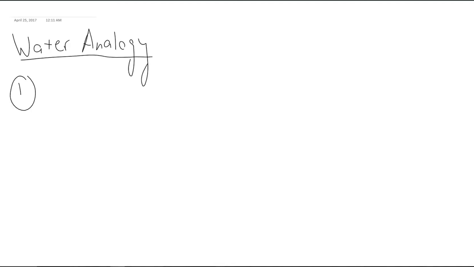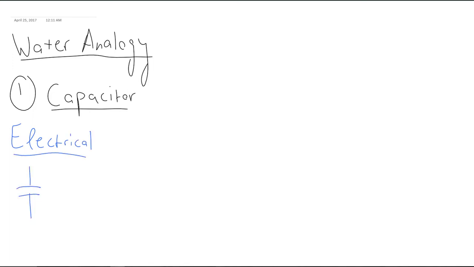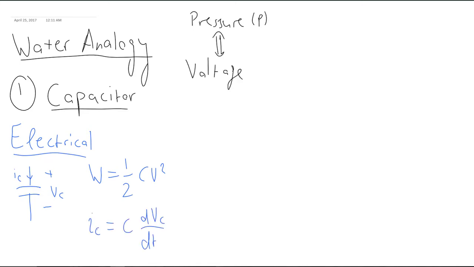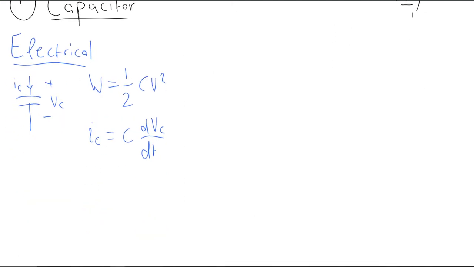Now let's look at the water analogy that we use for this project. First, we look at the capacitor. For an electrical capacitor, the energy stored inside the capacitor is equal to half C, the capacitance, times V squared. The other equation is the fundamental equation of the capacitor. The analogy drawn is that the pressure is analogous to voltage and the flow rate is analogous to current.